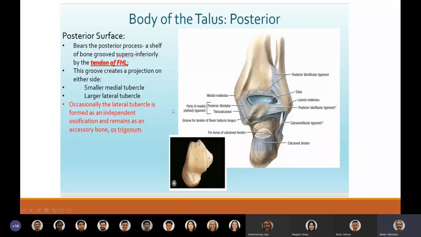In general, of the two tubercles on the sides of the groove, the medial one is smaller, the lateral one is larger. That one has more of a tendency to break off. If it's really large, that's when we talk about the Stieda process. And again, occasionally it forms as an independent ossification and remains as an accessory bone, the os trigonum. Okay, the os trigonum was asked on my board, so I'm not surprised if it's going to be asked on yours. So understand this anatomy very, very well.